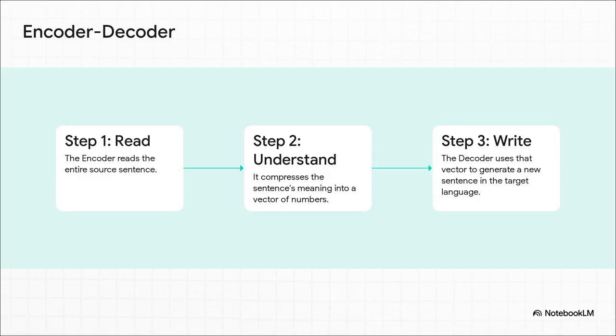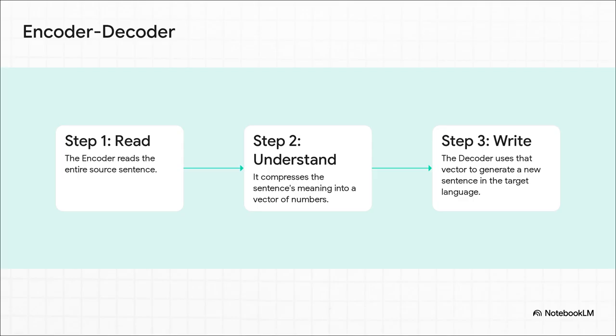Well, the core idea is something called an encoder-decoder model. It's a two-step process. First, you have one neural network, the encoder, that reads the whole sentence you want to translate. Then, and this is the cool part, it squishes down the full meaning of that sentence into a list of numbers. It's a mathematical representation of the idea, sometimes called a thought vector. Finally, a second neural network, the decoder, takes that thought vector and uses it as a blueprint to write a brand new sentence word by word in the new language.